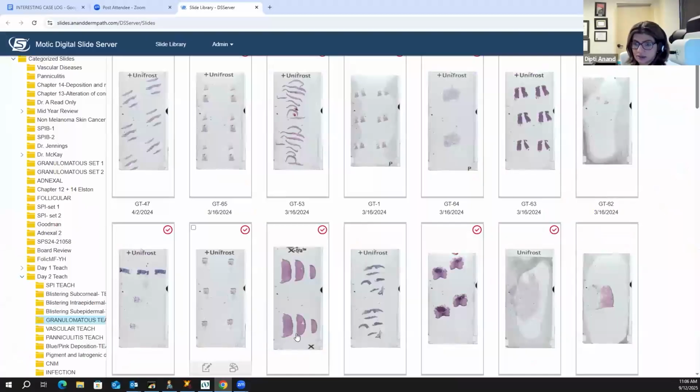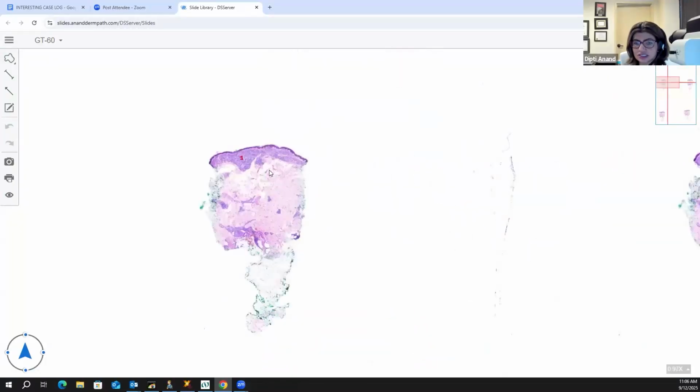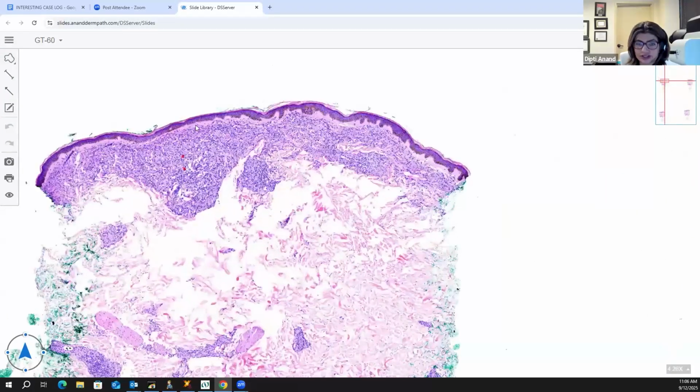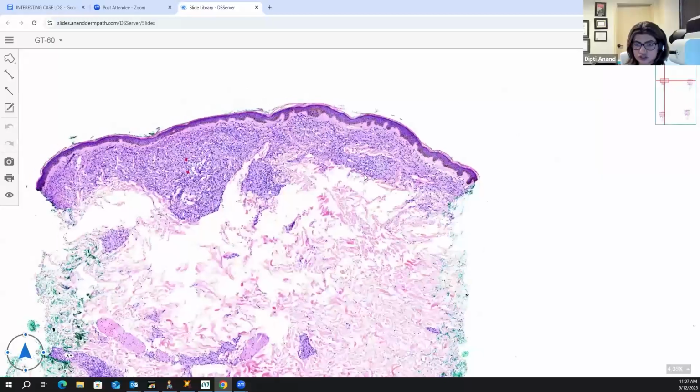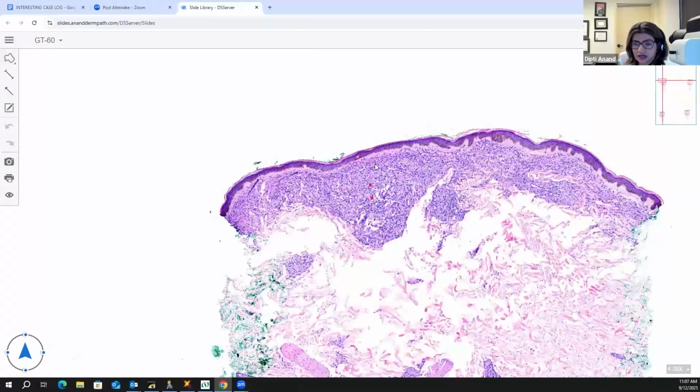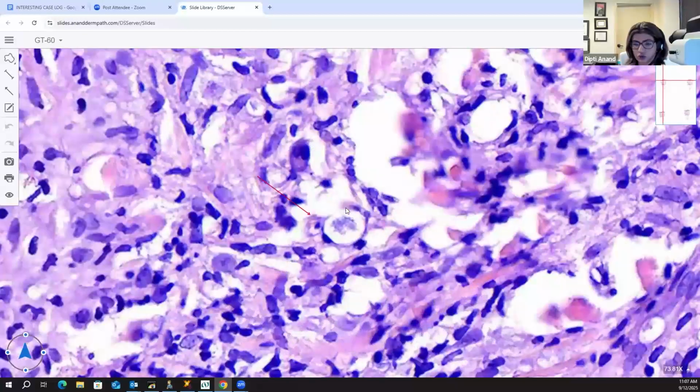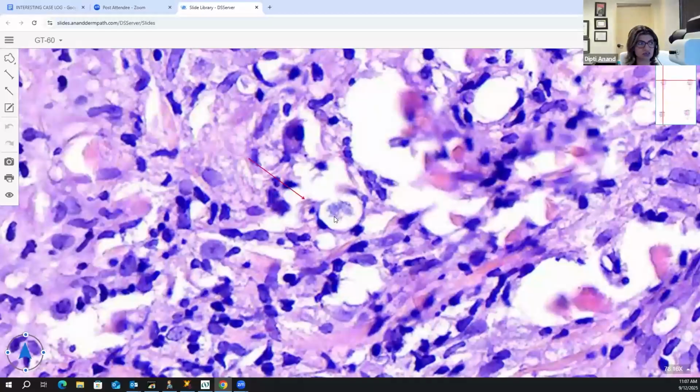I'll show you another example of lepromatous leprosy. This is another one, and you can see here, this one has a much more beautiful Grenz zone, and you can see this sheet of histiocytic infiltrate, and this is a nice globus. So you can see this has these fluffy bacteria inside it.